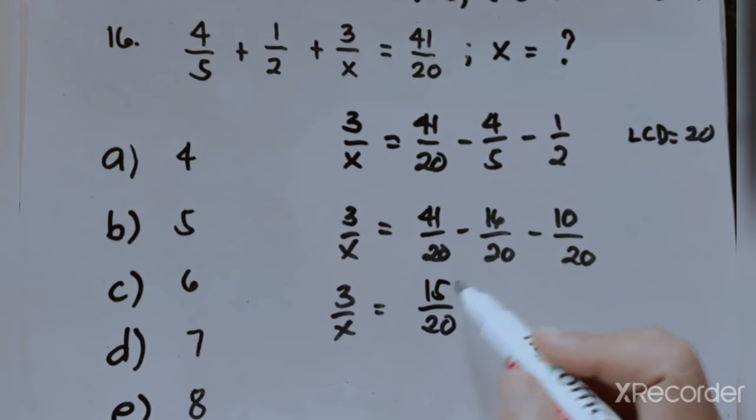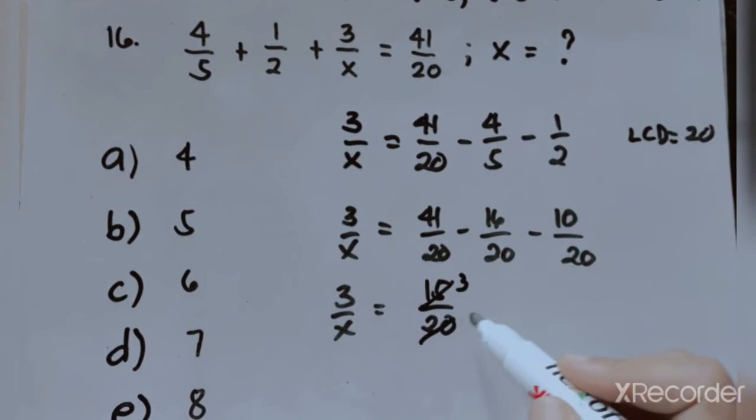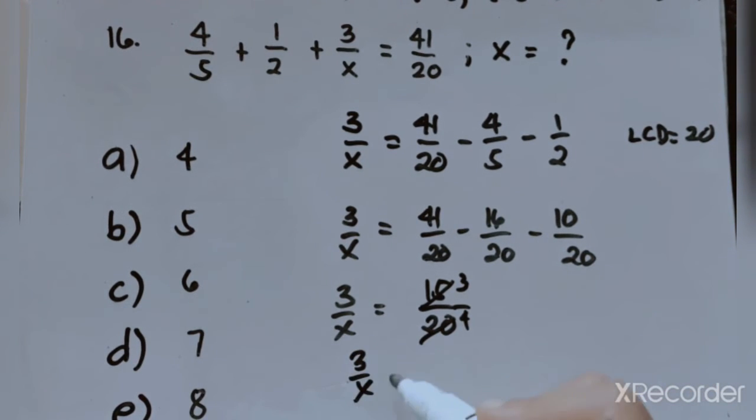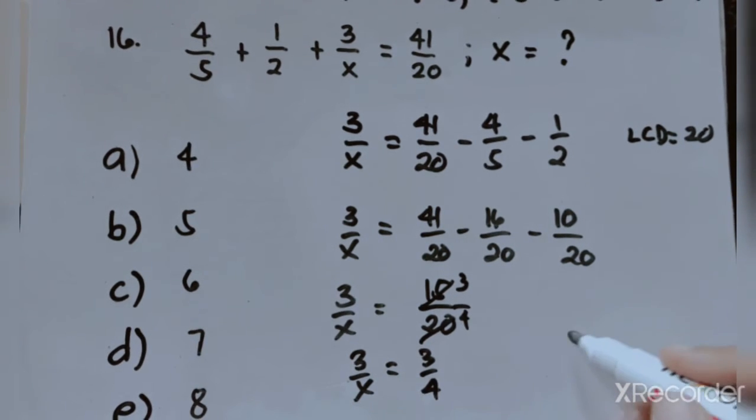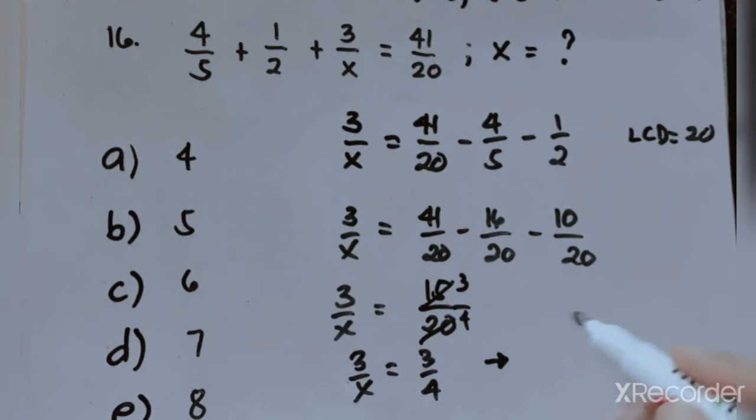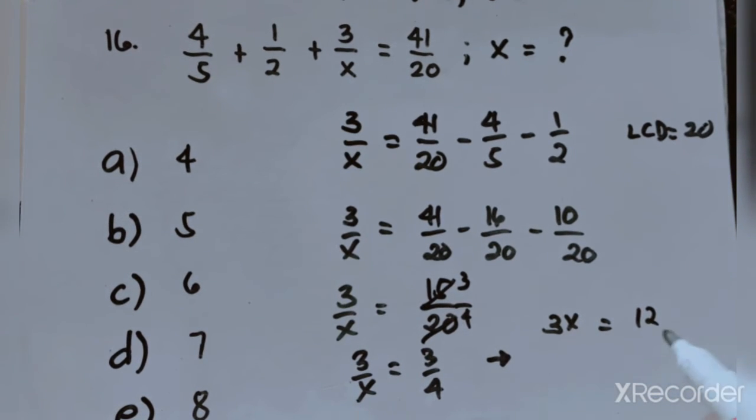Okay, 15 divided by 5 is 3, and 20 divided by 5 is 4. Then your 3 over x is equal to 3/4. Then cross multiply. So 3 times x equals 3 times 4, which is 12. Then divide both sides by 3. So 3x divided by 3 is x, and 12 divided by 3 is 4. So your answer is 4, and that's letter A.